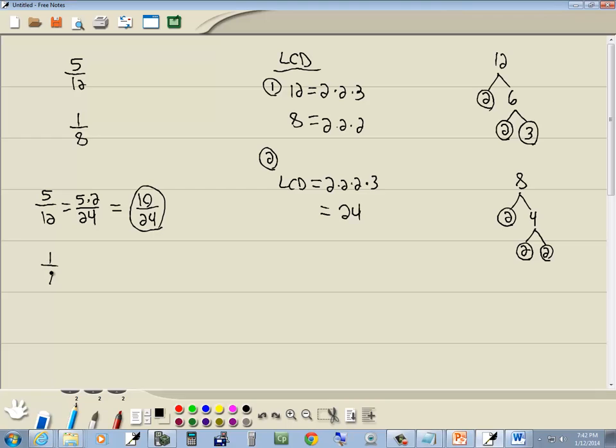Now there's the other fraction, 1 eighth. We want to rewrite it with our new denominator. You ask yourself, what did you multiply times 8 that gave you 24? And that'd be 3. So you have to multiply the top part by 3. And 1 times 3 gives us 3 24ths. And those would be our answers.